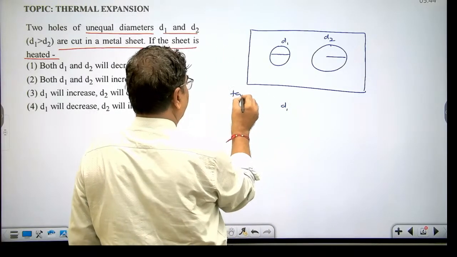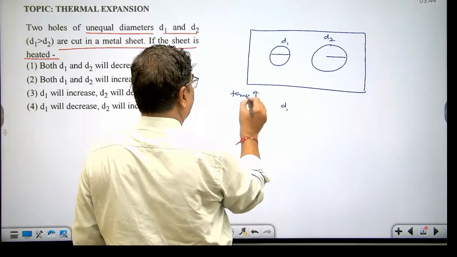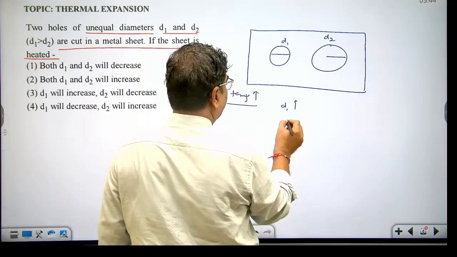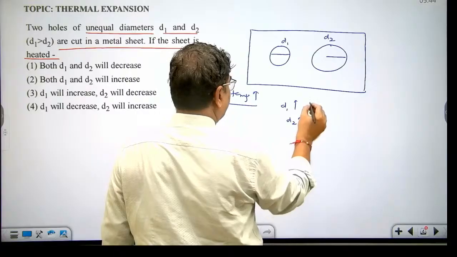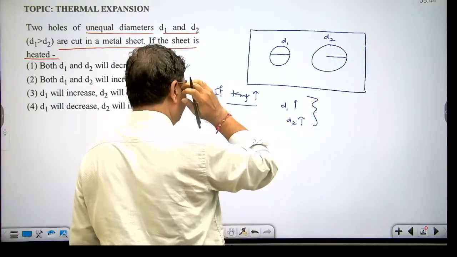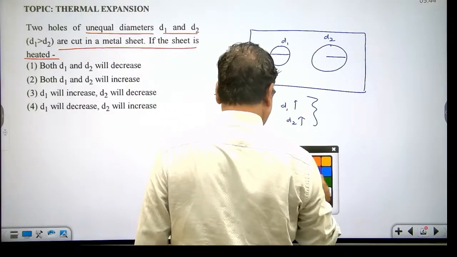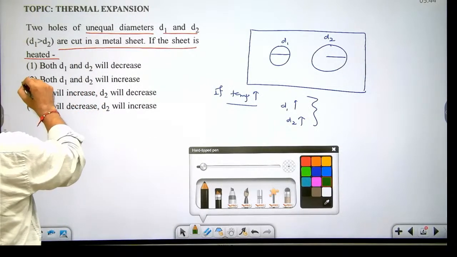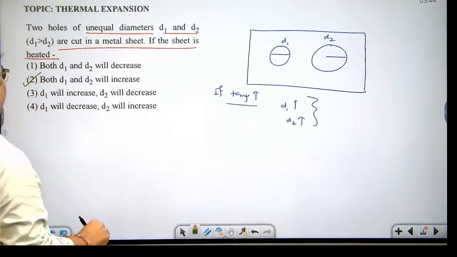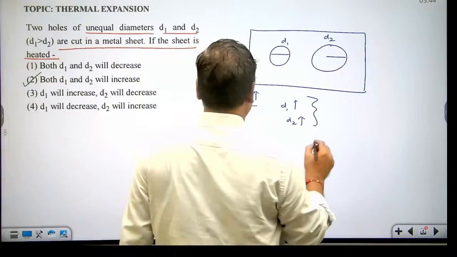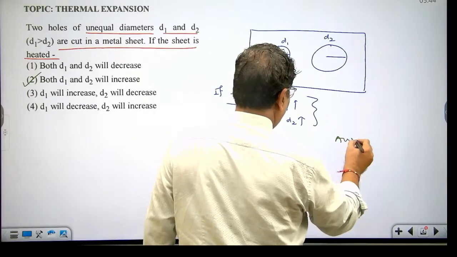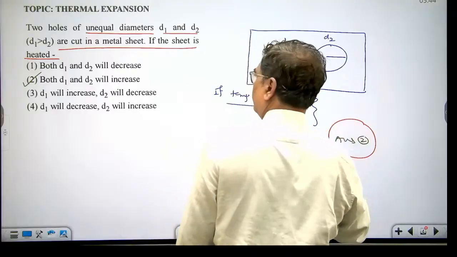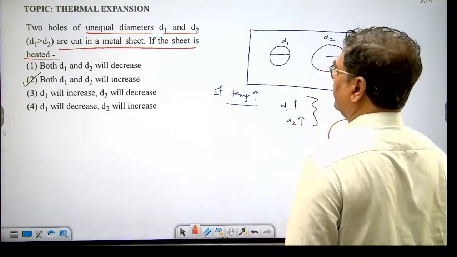If temperature increases, then D1 will also increase and D2 will also increase, as if it were made of the actual sheet. Okay. So out of 4 options, the correct answer is option 2. Both D1 and D2 will increase.